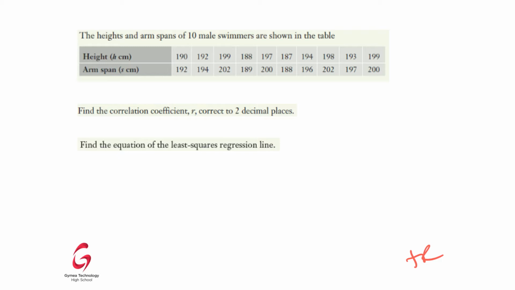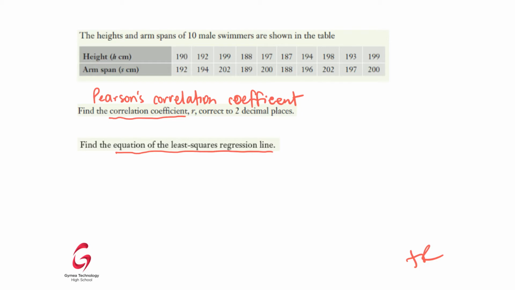In this unit of work, you're going to be asked to do two things. One is to find the correlation coefficient, R, or two, find the equation of the least squares regression line. The first one, correlation coefficient, is sometimes called Pearson's correlation coefficient. The good or bad news is both of these ideas require heavy use of your calculator in stats mode. So it's well worth practicing and making sure you're really familiar with it for your upcoming exams.